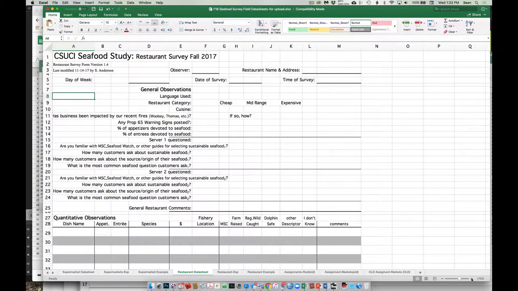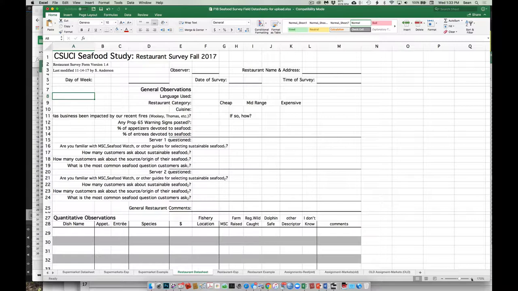Okay, so let me explain what we're going to do first. You guys are going to go to these places. Again, we're doing point of sale surveys. So you're going to go to some restaurants, you're going to go to some markets, and you're going to do a little bit of questioning, but not like last time. You're going to ask a few questions, and then you're going to articulate all the seafood items for sale.